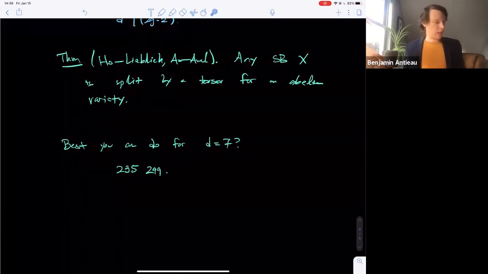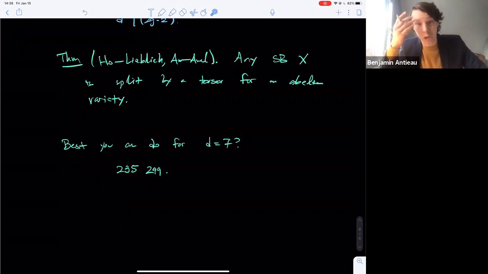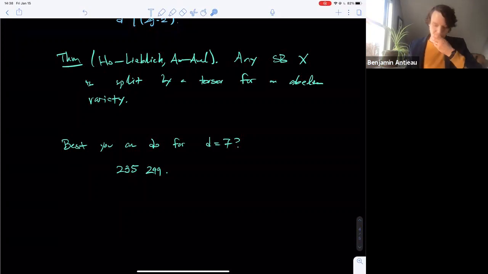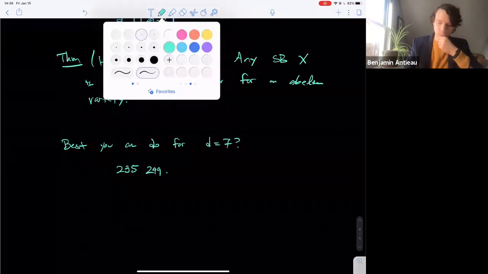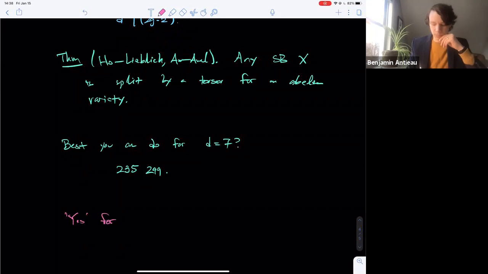Maybe one more out-loud remark. You could ask about other special fields. In the case of local fields, every class is split by a genus one curve. That was known to Lichtenbaum in 1968. So the answer, I'll just write yes for local fields. Yes to the original question.